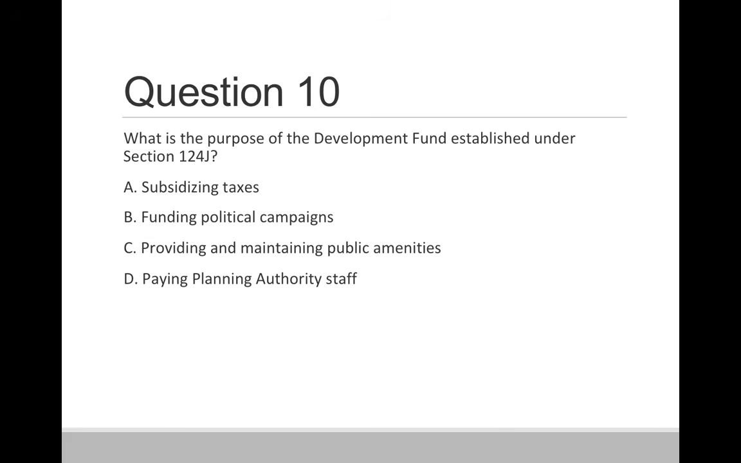In question 10, what is the purpose of the development fund established under section 124J? Option A, subsidizing taxes. Option B, funding political campaigns. Option C, providing and maintaining the public amenities. Option D, paying planning authority staff. So the correct option is providing and maintaining public amenities.